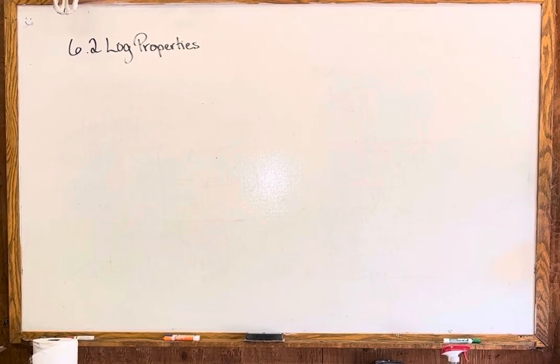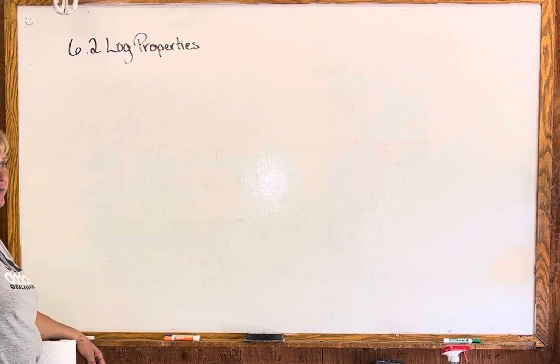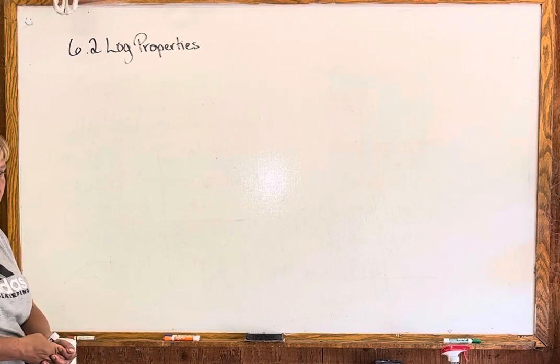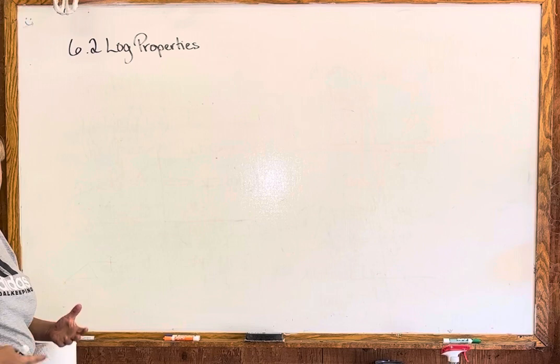So let's get into 6.2. 6.2 is called log properties. So 6.1 introduced us to the logs, and 6.2 is going to help us with a bunch of properties, a bunch of things about the log and the logarithmic function. And all of this is meant to make our life easier. So the more we can understand about the logs, the easier it's going to be to deal with them.